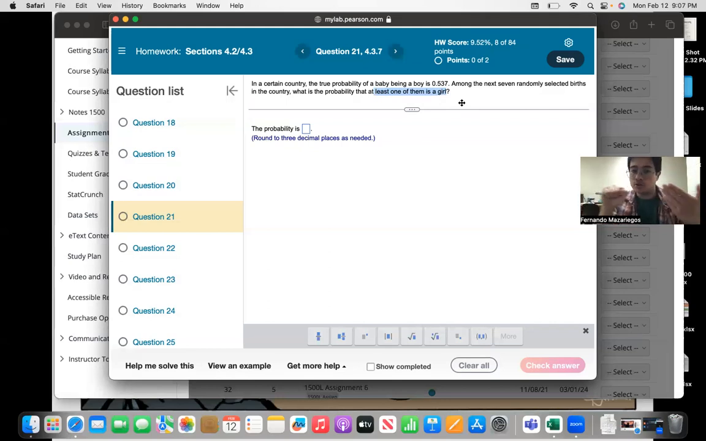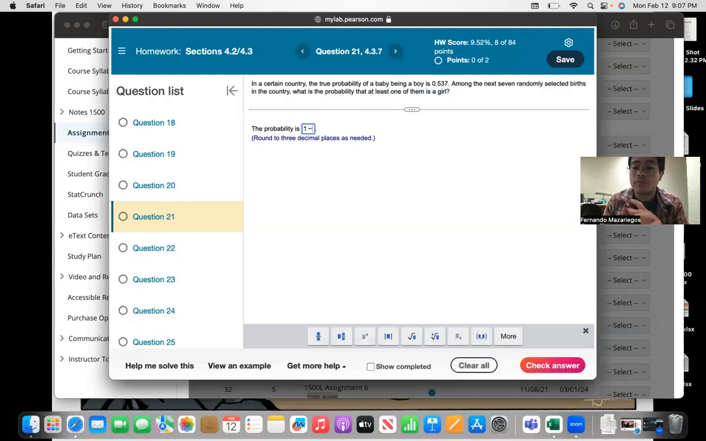And how do these two relate? Remember, the addition of these two probabilities is equal to 1. So if I find one of these probabilities and subtract it from 1, I can immediately get the other. So that's what we're going to do. We're going to find the probability that none of the babies are girls and then subtract it from 1. So this is 1 minus the probability that all of the babies are boys.